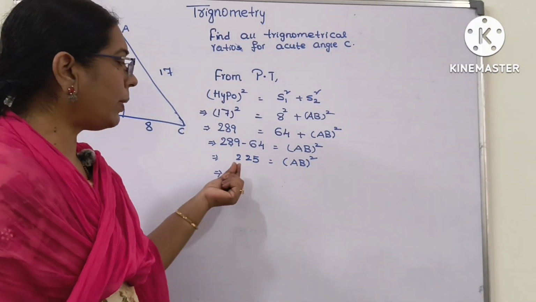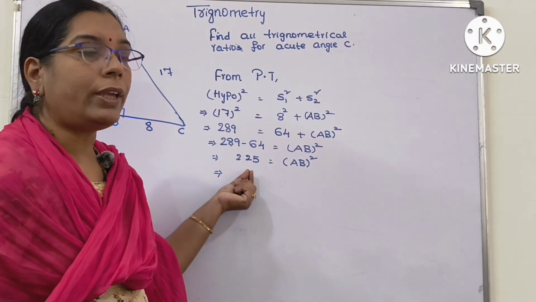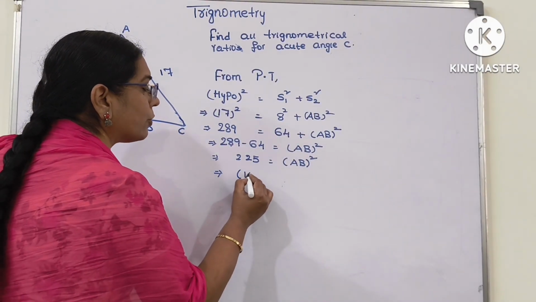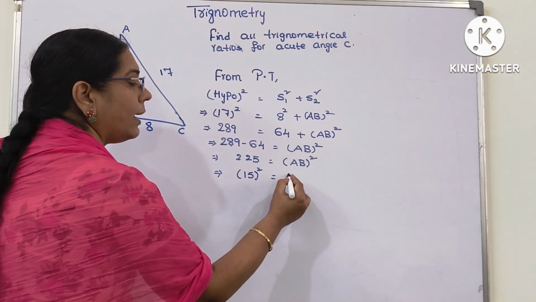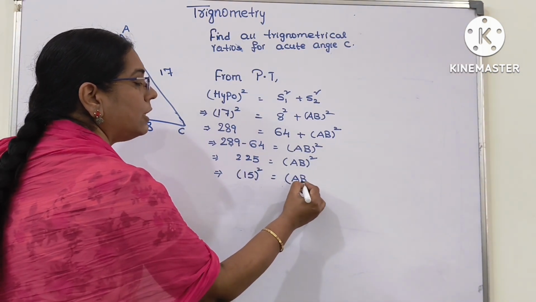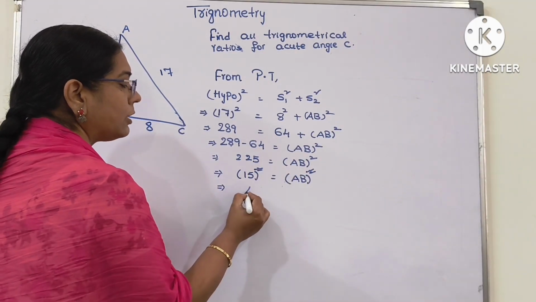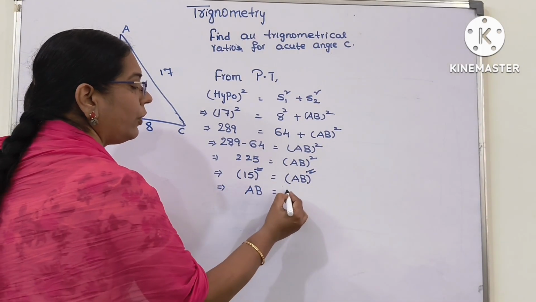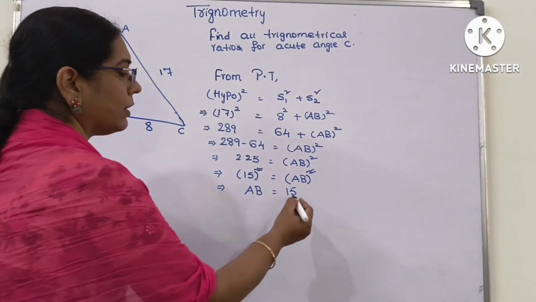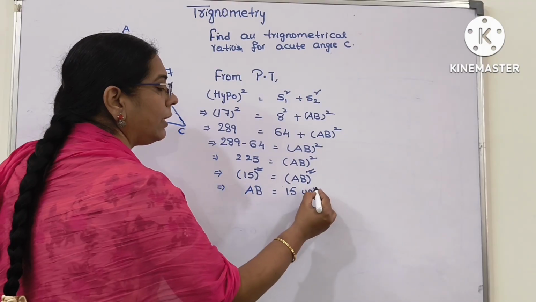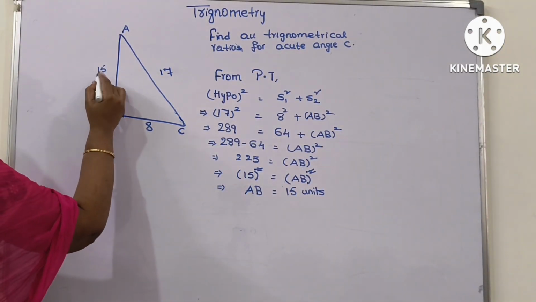Now, if you know your squares properly, the moment you see this 225, you would know that 225 is a square of 15. So, I will write 225 as 15 square. This is equal to AB square. Square, square cancelled. So what is basically the measure of AB? It is 15. 15 centimeters, units, whatever. Since it is not mentioned, I will write it as units. So AB is 15 units.